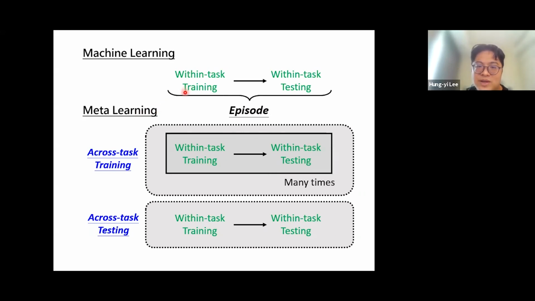And one within task training plus one within task testing is called one episode. So in the literature, you usually see some people say one episode. This means one within task training plus one within task testing. So in meta learning, to deal with a cross-task training, you have to go through many episodes. You have to run several episodes repeatedly to find a learning algorithm, and you evaluate on the testing task with one episode. So this is meta learning.